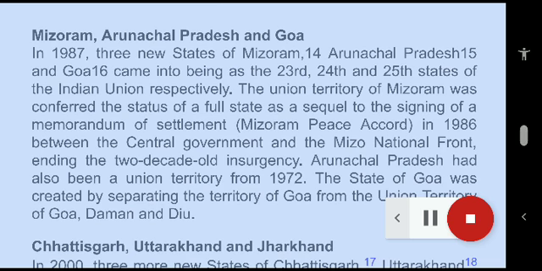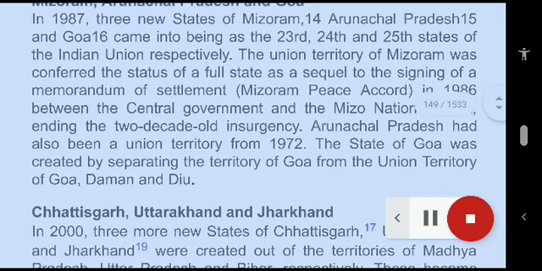Mizoram, Arunachal Pradesh and Goa. In 1987, 3 new states of Mizoram, Arunachal Pradesh, and Goa came into being as the 23rd, 24th and 25th states of the Indian Union respectively. The Union Territory of Mizoram was conferred the status of a full state as a sequel to the signing of a Memorandum of Settlement, the Mizoram Peace Accord, in 1986 between the central government and the Mizo National Front, ending the 2-decade-old insurgency. Arunachal Pradesh had also been a union territory from 1972. The state of Goa was created by separating the territory of Goa from the Union Territory of Goa, Daman and Diu.